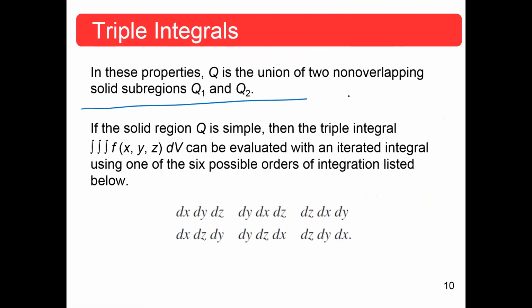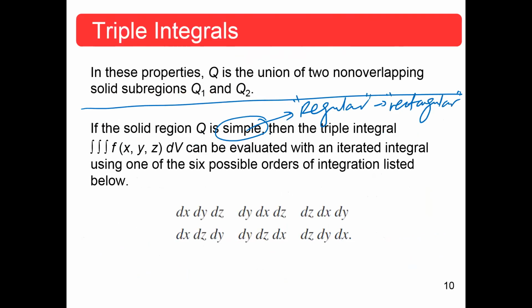All right, next. If the solid region Q is simple, what do we know? What do we define Q to be simple? We can just call it to be regular or rectangular.